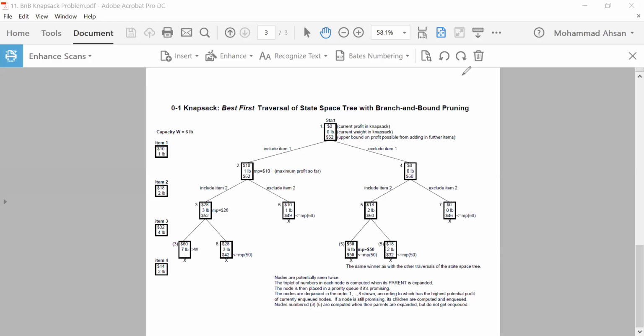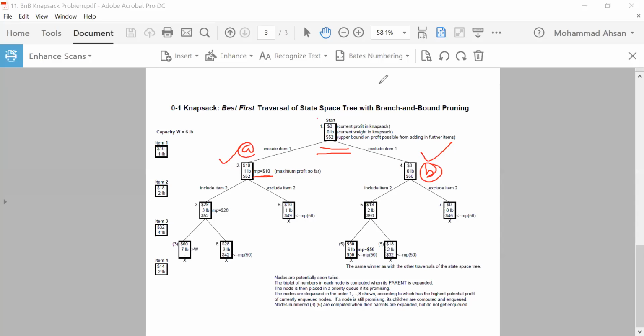So what does it mean? When you explored your current first node, when you actually take the first step, you explore and you have two nodes, one in which you picked up item 1 and one in which you excluded. This gave you 10, which is the maximum profit so far. So this is the best node for you out of these two. You had two, and let me name them A and B. Out of A and B, A seems better because it's giving you some profit. So I will explore A first.